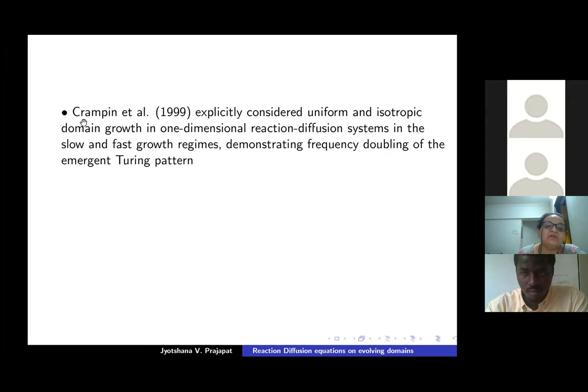Many of these existing works are mostly focusing on numerics and then trying to observe how the patterns emerge. They start with an initial pattern. They apply the differential equation. They allow the program to run for a certain period of time. And then they try to see how the patterns have developed at a certain later time capital T. That is what is usually done using the numerics.